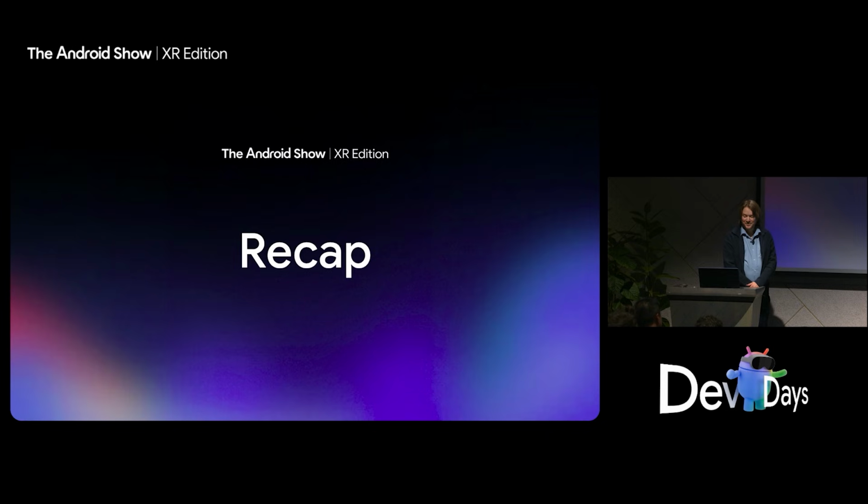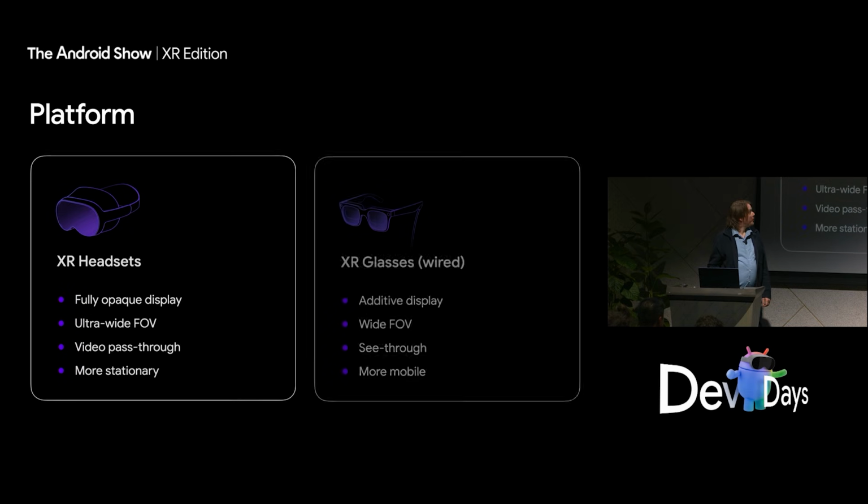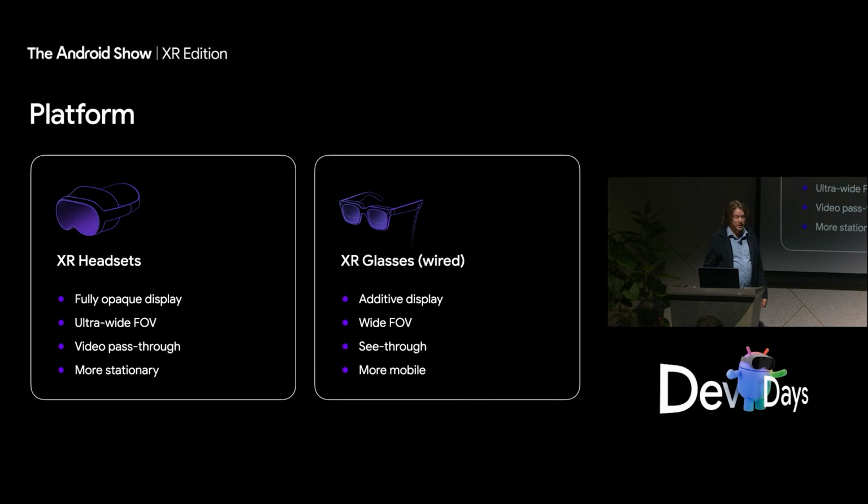That was a lot. Let's take one more look at some of the highlights. Most importantly, Android XR now supports a wide variety of devices: XR headsets, XR glasses, and AI glasses. Of these devices, wired XR glasses are most similar to XR headsets, but it's important to recognize the differences. XR glasses have an additive display that doesn't render black. They have a wide FOV that's slightly smaller than an XR headset. They ground users in reality through a see-through display, and they allow users to be more mobile.